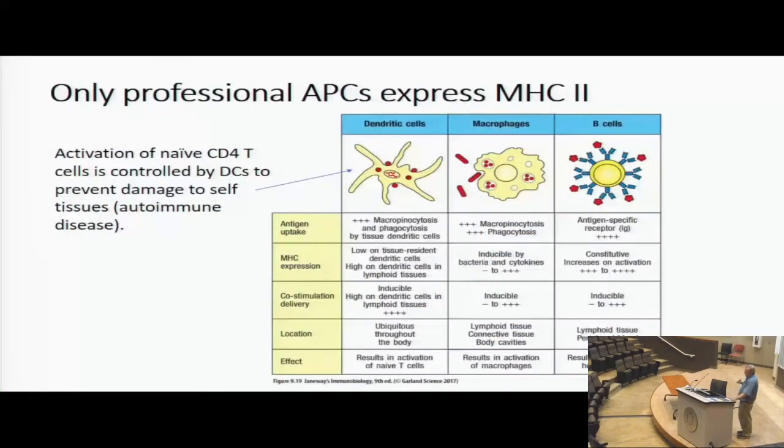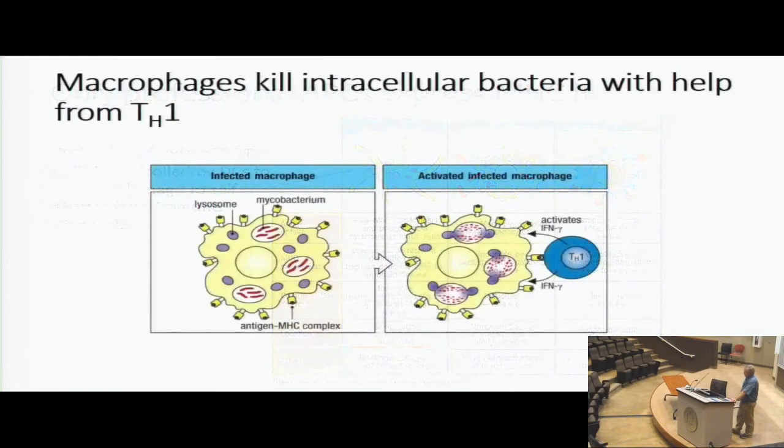So those are the professional APCs we talked about: dendritic cells, macrophages, and B cells. The take-home message from this, really, all I want you to remember, is that the dendritic cells are the only cell of the three that can activate a naive T cell. So what about these other two, the macrophages and the B cells? Well, we've seen this before. This is the macrophage.